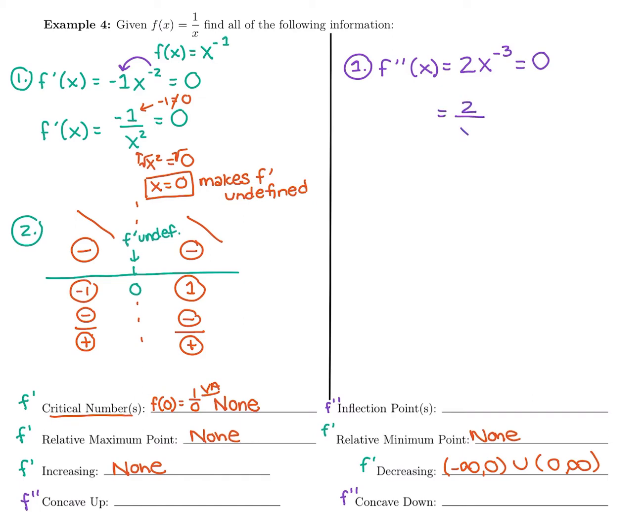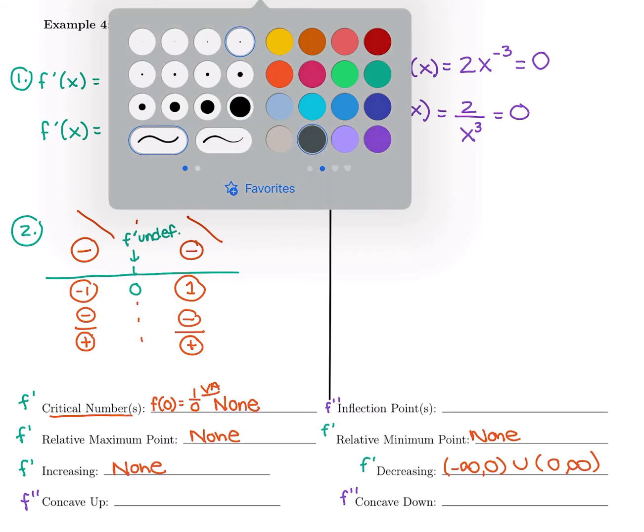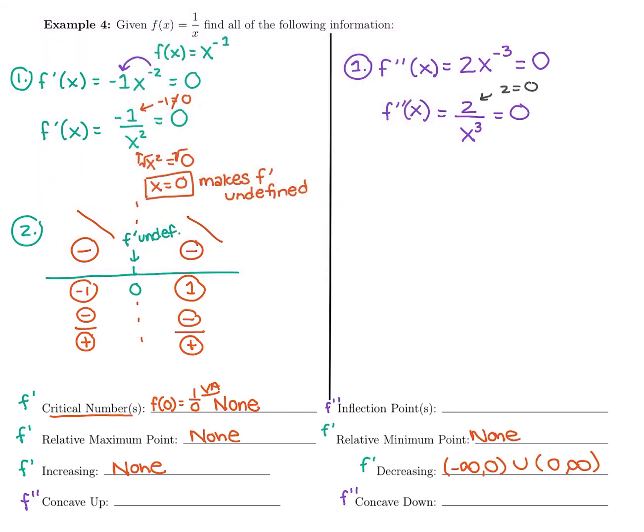To solve this, we're going to put negative exponents where they belong, and then solve it like a fraction. So we want to see what makes the top 0 and what makes the bottom 0. Nothing makes 2 equal 0. 2 is always 2. And then we want to think of a number that we could cube, multiply by itself 3 times, and get 0 out. So that would be 0 cubed, because 0 times 0 times 0 is going to give us 0. So there's our special number. It's our possible inflection point. So we're going to use that on our sign chart here.